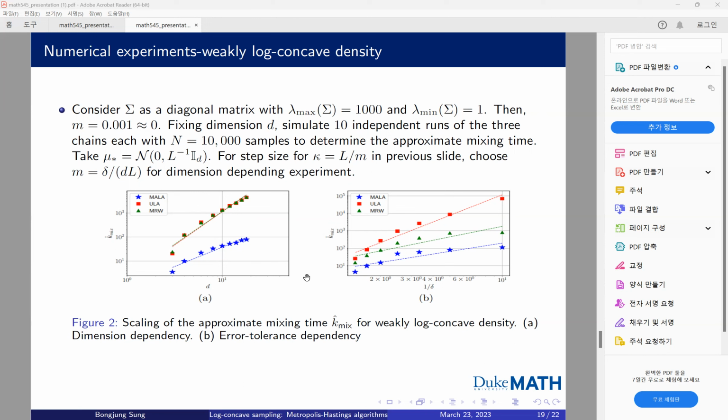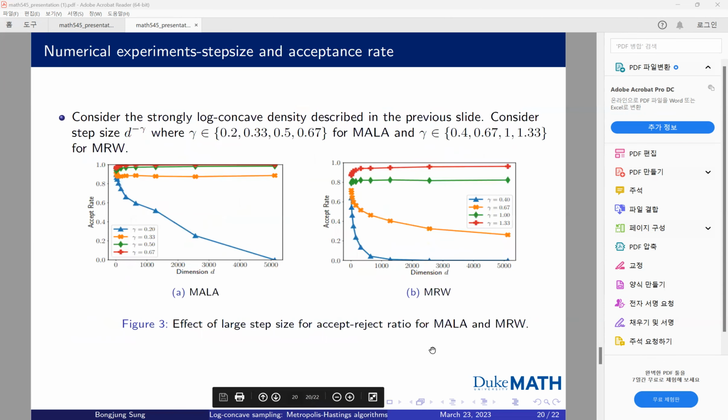But on the other hand, if we fix the dimension, then ULA shows the approximate mixing time based on the inverse error of order approximately 1 over delta to the power of 4, while MRW shows the order 1 over delta to the power of 1.5. So this scaling verifies the rate derived in corollary 3, and we demonstrate the gains of MALA over ULA for weakly log-concave densities.